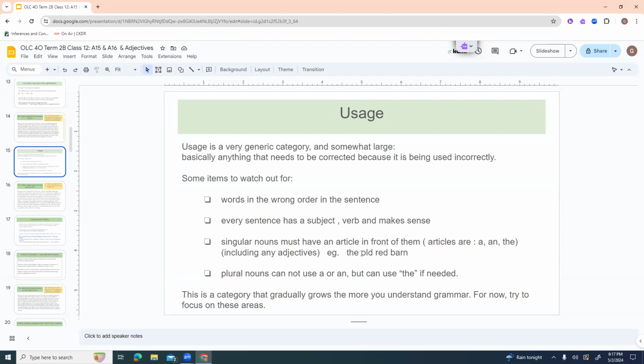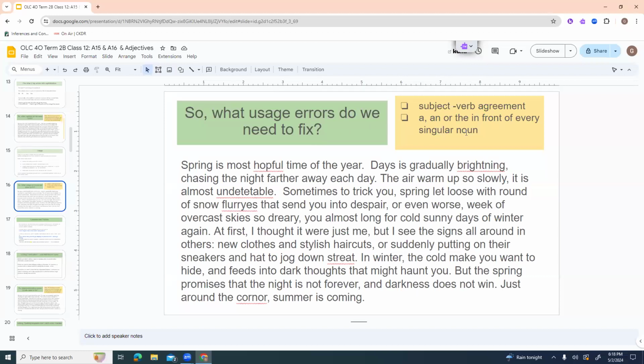So for example, I can't just say "old red barn." I have to say "the old red barn" or "an old red barn." Plural nouns cannot use a or an, but they can use the, because a or an means one by itself, but the means specifically that thing. This usage category gets bigger the more you understand grammar. For now, we're just going to focus on those errors.